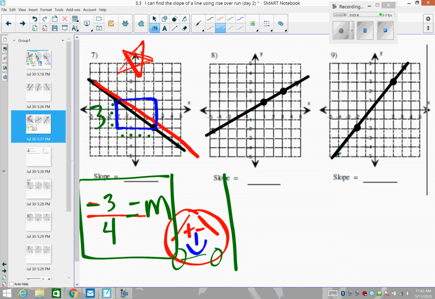And I know you don't have the graphs with you, so you're kind of reading off the screen, but you should still be writing the answer down in your work. Super important skill. I know I keep saying that, but I cannot tell you how important this is.